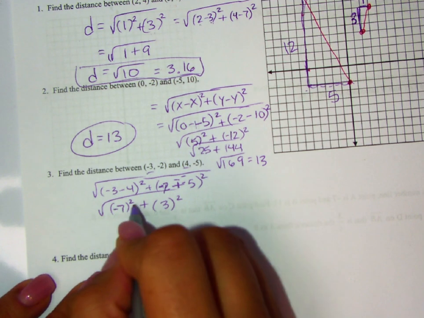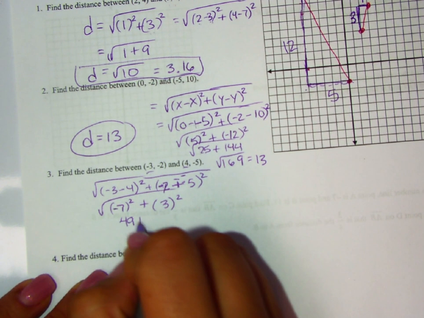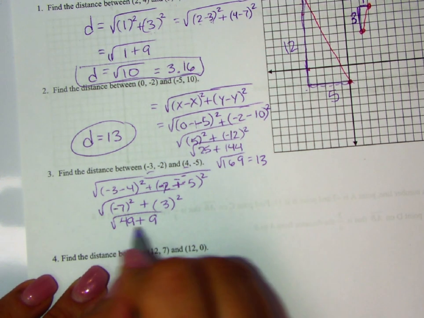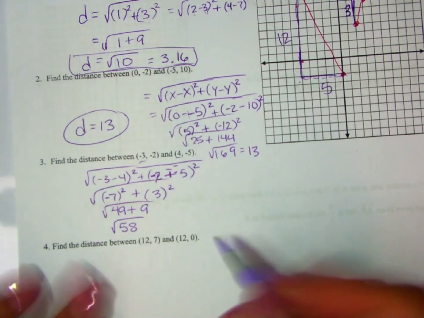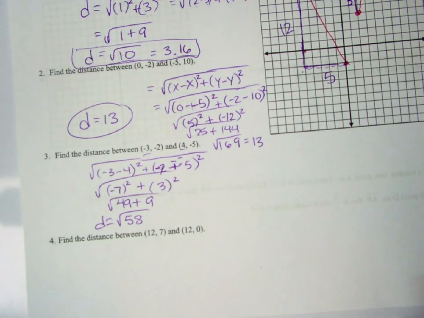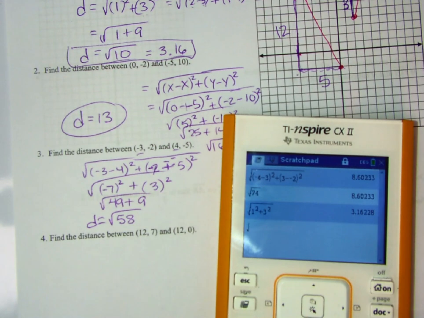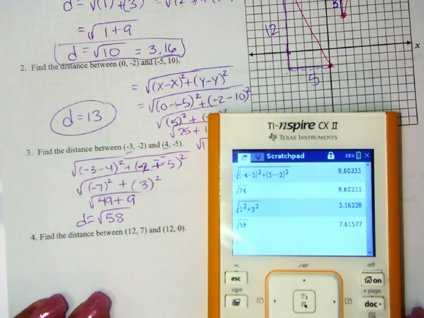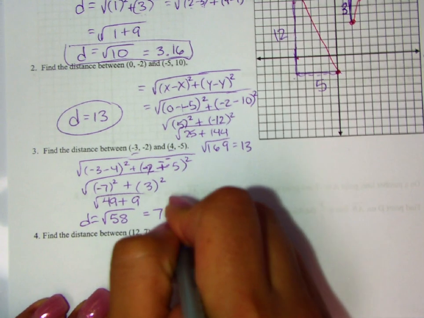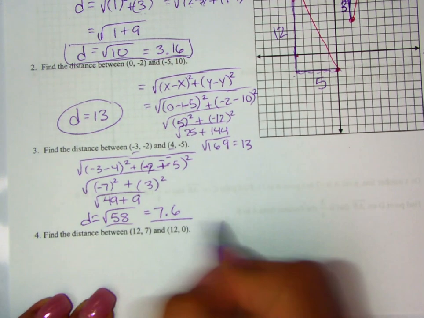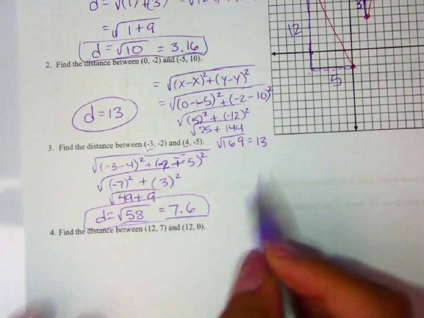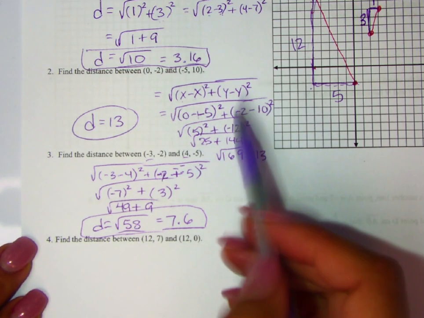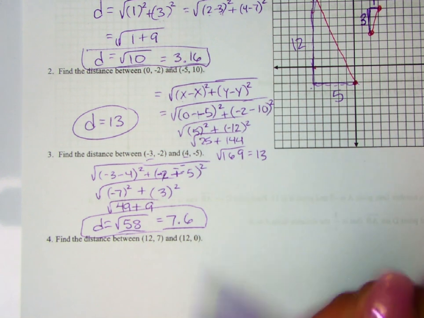So negative 7 times negative 7 is 49, and 3 times 3 is 9. So now we have 49 plus 9, which is 58. So square root of 58. You want to get an accurate number of what that looks like in terms of decimal. Square root of 58 is about 7.6. And that's how easy you can find the distance between 2 points. Just apply the formula of the difference of the x's squared plus the difference of the y's squared, and then the answer that you get, you have to do the square root of that.